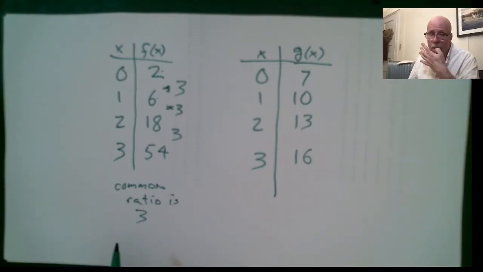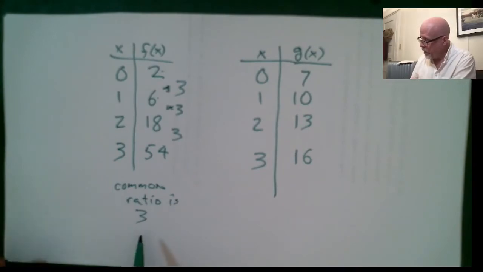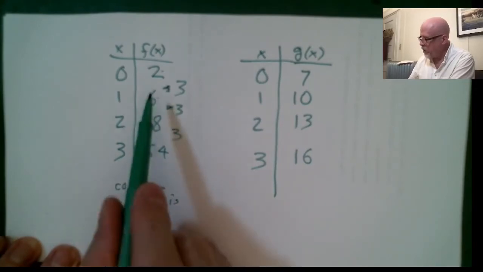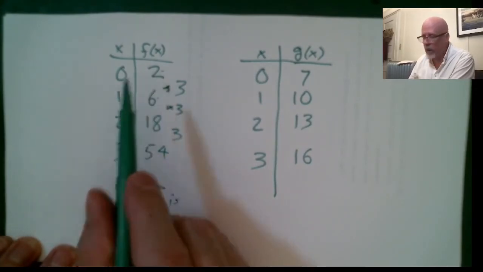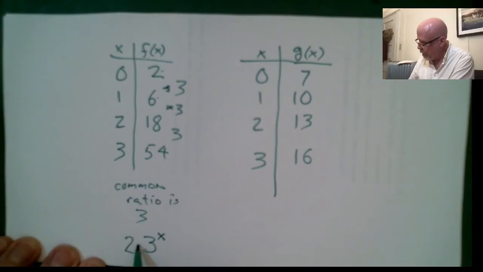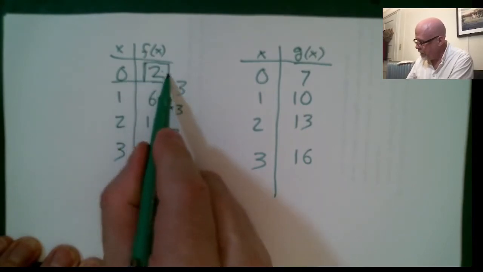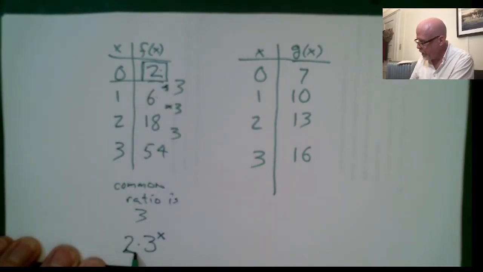In fact, the formula is really easy to write down now. The common ratio that you found is the base of the exponential expression, 3 to the x power. If it was just 3 to the x power, then when x was 0, we would get 1. But we've actually got 2. So here, I just fixed that. It's 2 times 3 to the x. The first number you see right there comes out front. And this common ratio, that's what will show up right there.